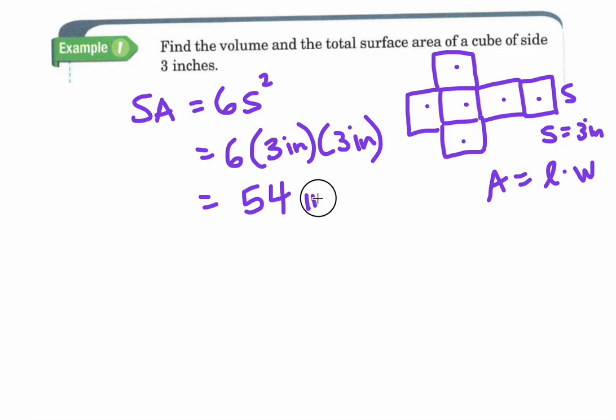Inches times inches is inches squared. This answer has inches squared because when we open it up to expose its net, now it becomes a 2-dimensional shape. So your units also have to match with 2 dimensions. So you have 54 inches squared for the total surface area here.